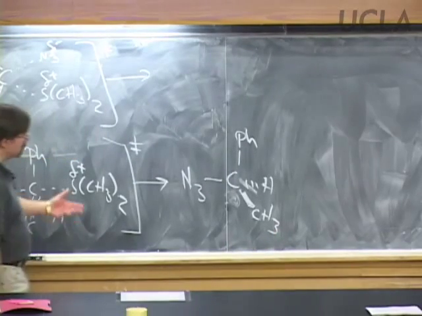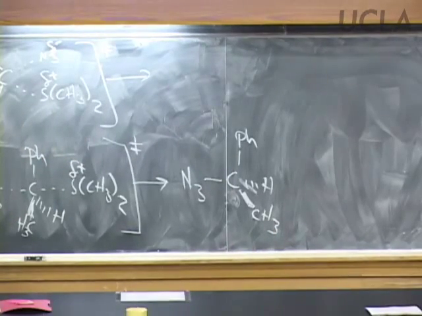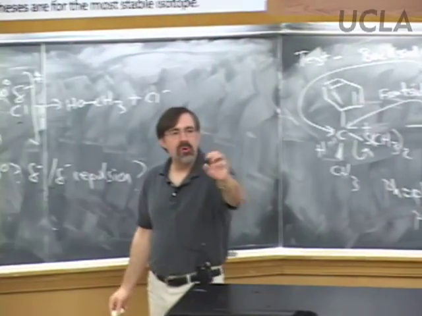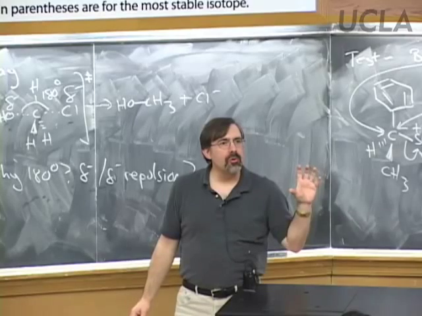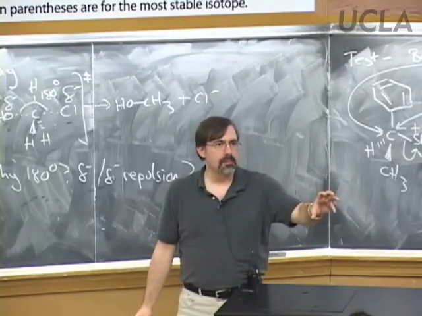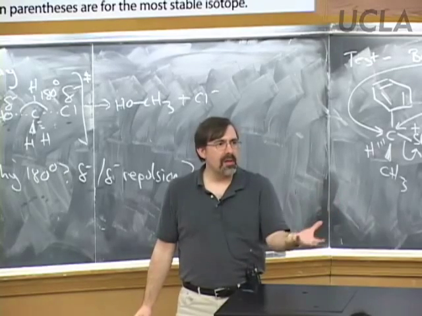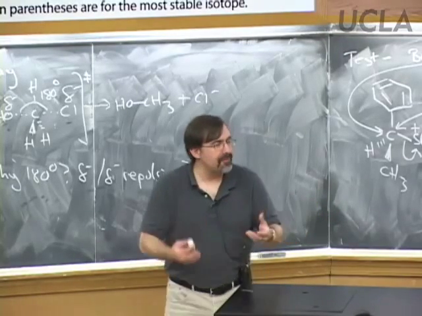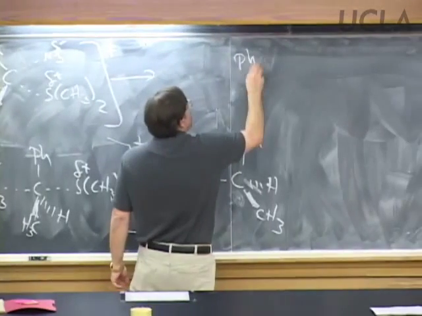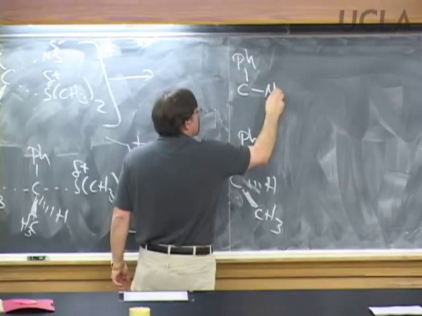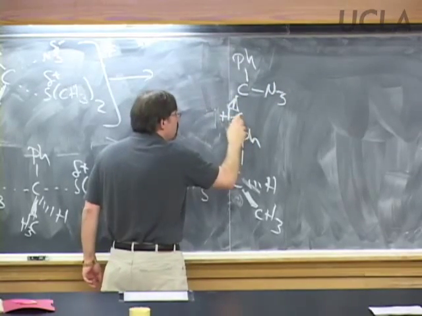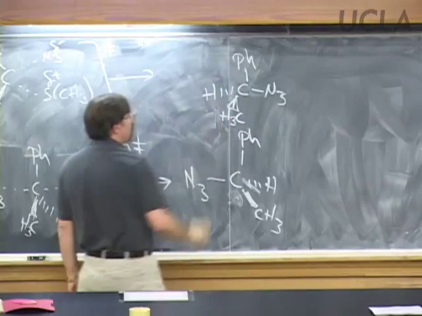That particular structure. Now, the attack from the front side causes the groups that are attached to the carbon to move away, but when the leaving group leaves, they move right back into the same space they were in. So it's like the umbrella getting blown by the wind, pushed back but not flipped over. So that product will look like that. There's your phenyl, there's your N3, because it came in from that face. There's the methyl group, bless you, there's the hydrogen.